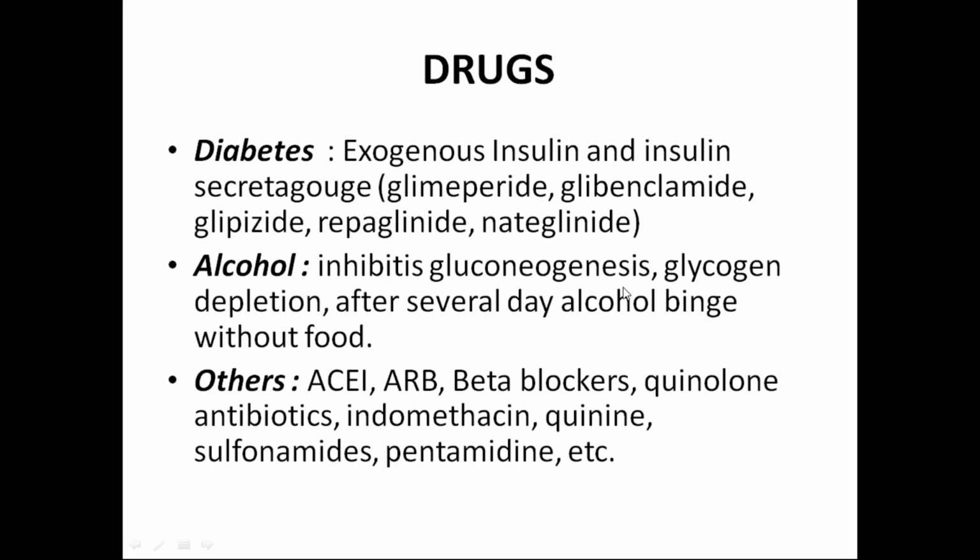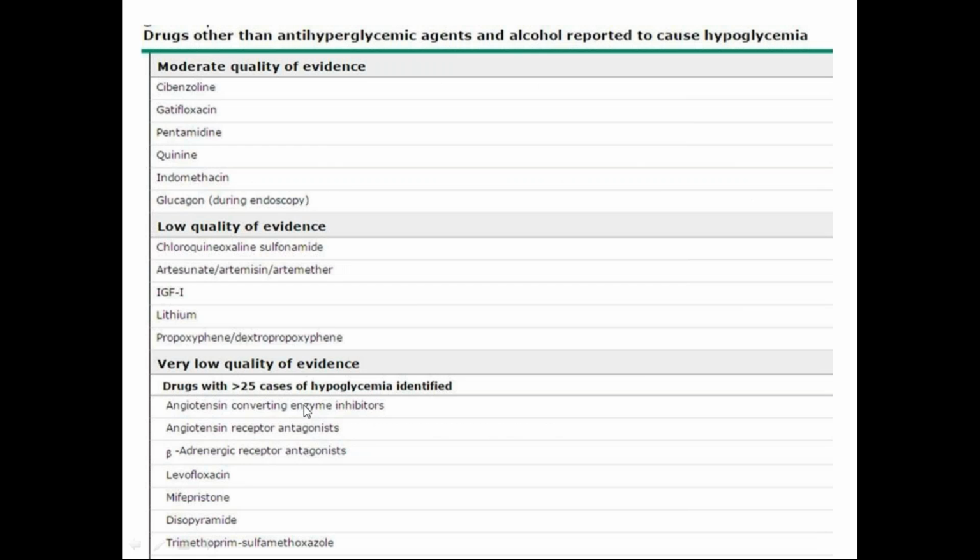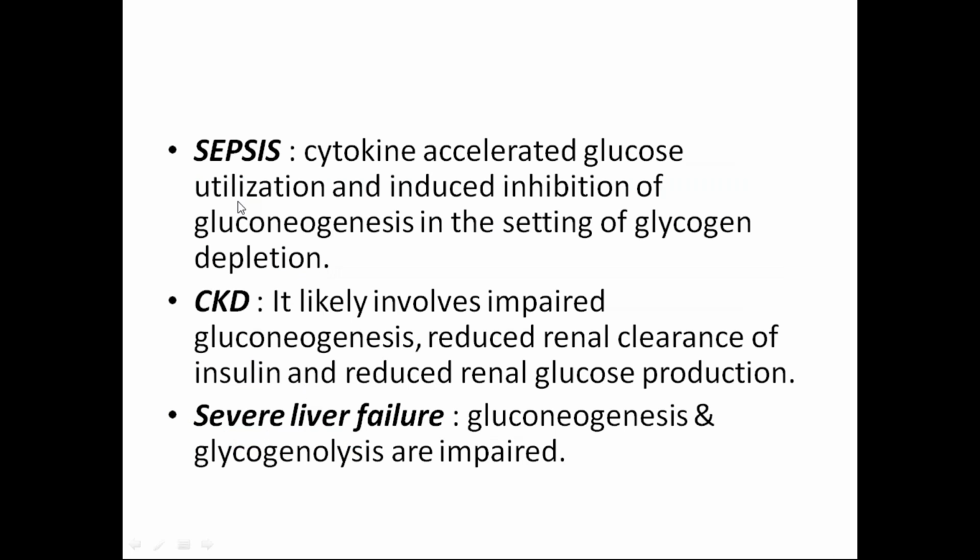Alcohol inhibits gluconeogenesis. Therefore, we should suspect hypoglycemia in alcoholic patients, chronic alcoholics. Others are ACE inhibitors, ARBs, beta blockers, quinolones, etc. Sepsis: in sepsis there is cytokine acceleration. Cytokines cause increased glucose utilization. That's why it causes hypoglycemia.